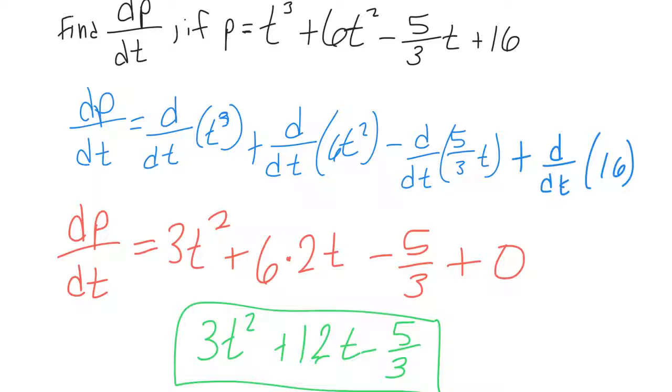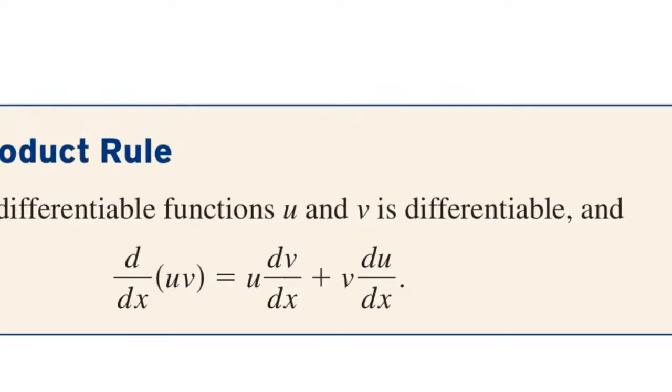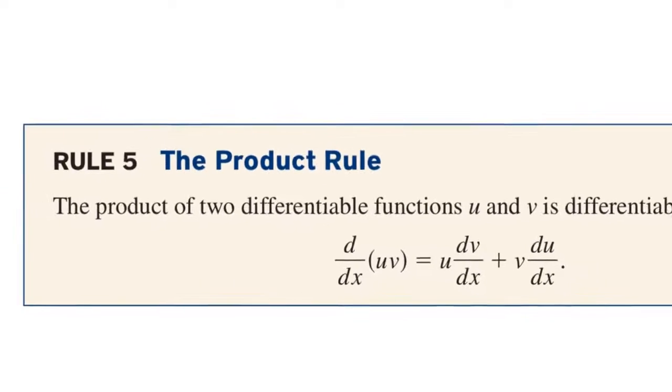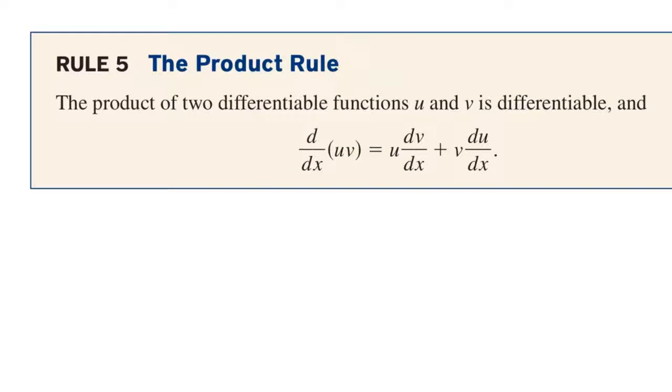Okay, so next up we're going to talk about products and quotients. So our product rule is here, and it tells us about the product of two differentiable functions, u and v. We need to be careful because the derivative of the product of two functions is not the product of their derivatives.